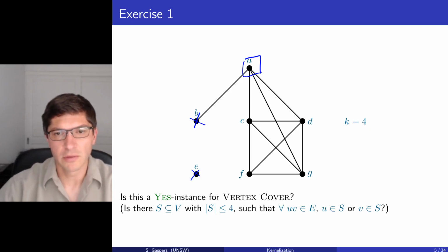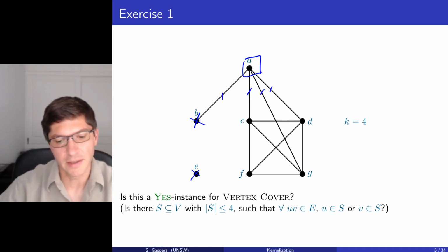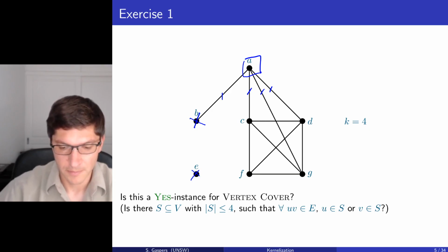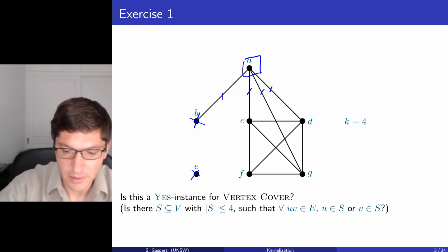So what remains to be done? We can tick off the edges that we have already covered. Basically it's all those edges that are incident to A. Now we are left with a complete graph on 4 vertices. Oh, sorry, k also decreased now. It decreased to 3.